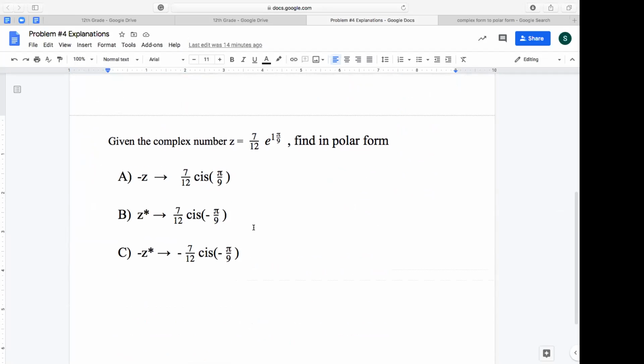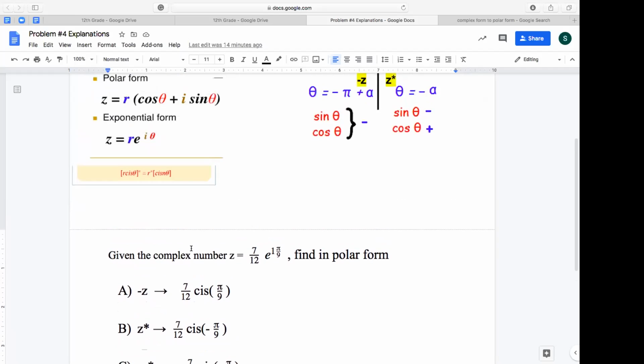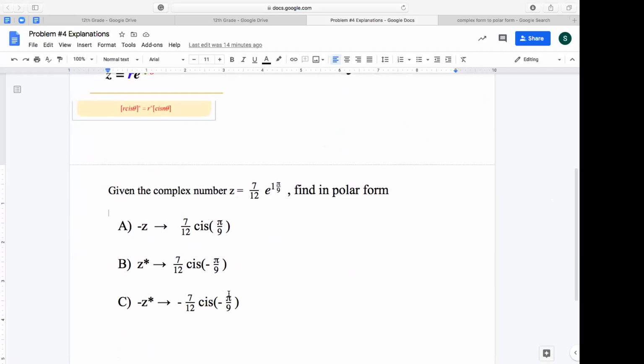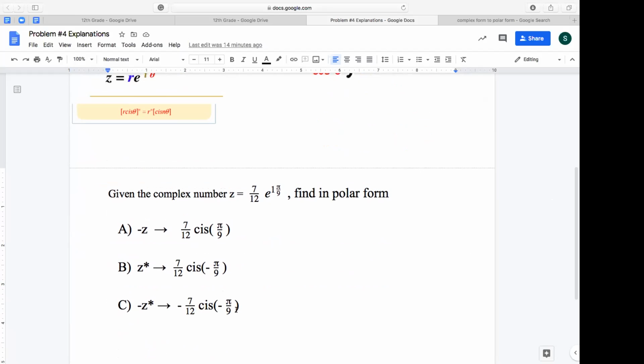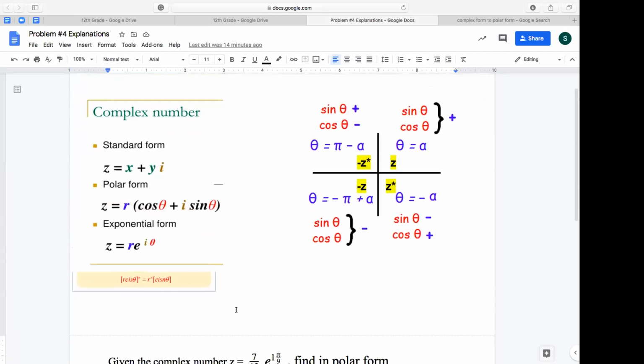Then you do the same thing for C. Now it's the negative z conjugate. Is that how you say it? Okay. And then it's negative 7 over 12, and then negative pi over 9. Any questions? Cool. Next.